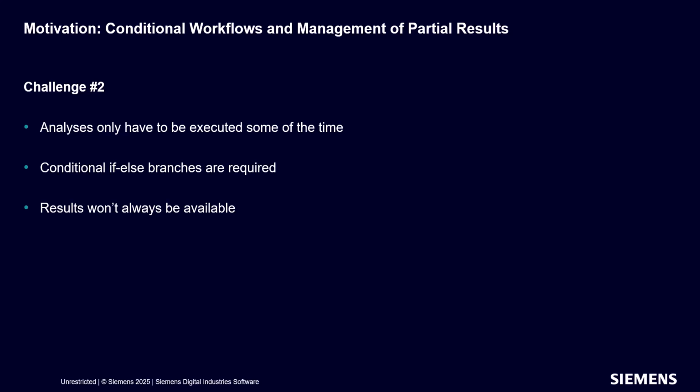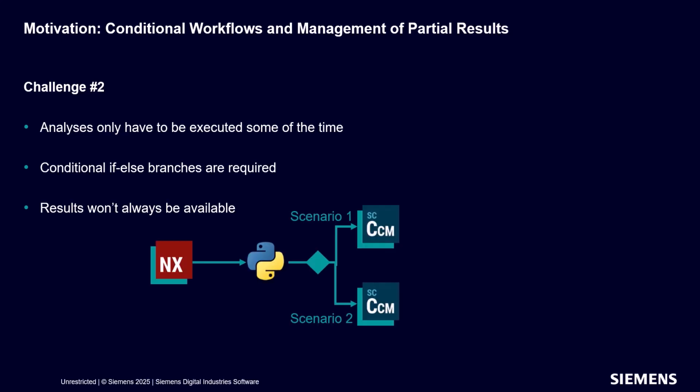Here we have analyses that only have to be executed some of the time due to conditional if-else branches being required. As with the first challenge, here the problem stems from the fact that results won't always be available since the given analysis won't always be run. The solution to this problem, however, is different from that of the first due to the difference in when analyses are executed. Here we have a workflow with a conditional branch that determines when to run one CFD analysis versus another.